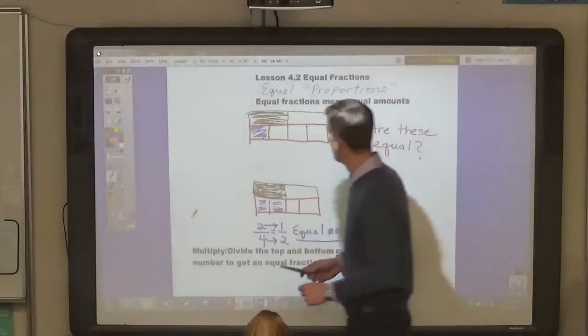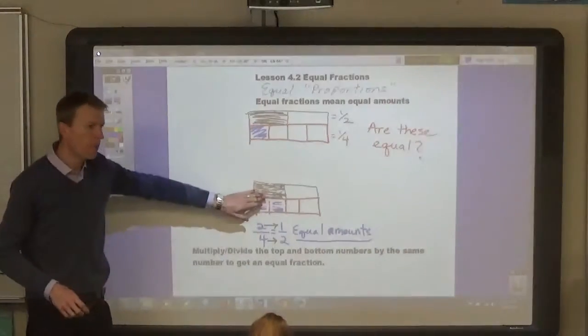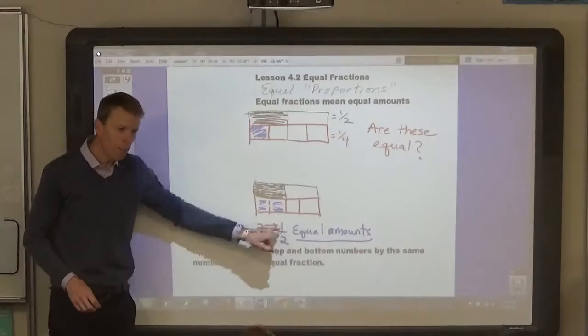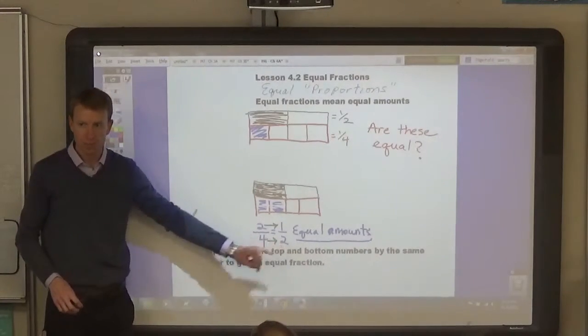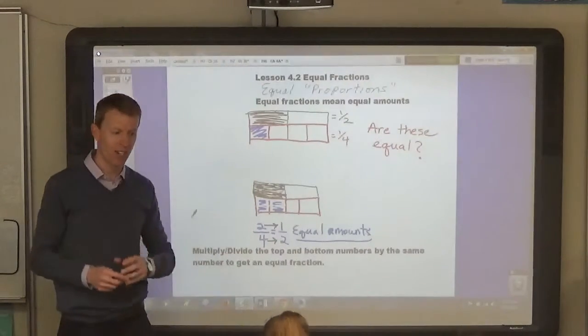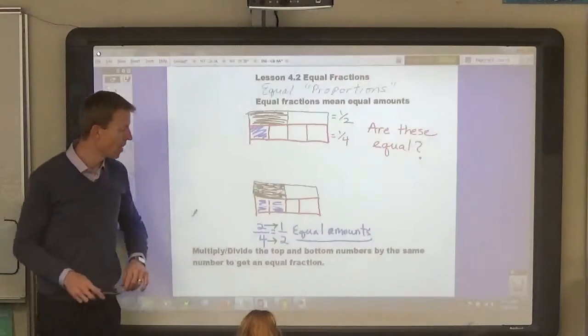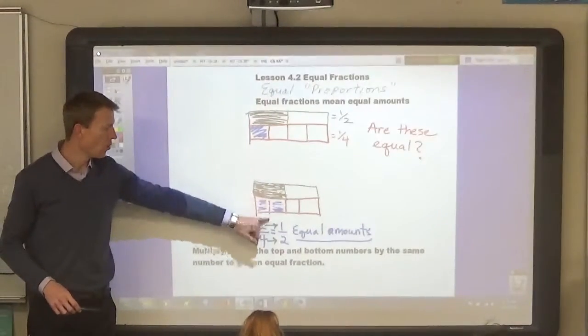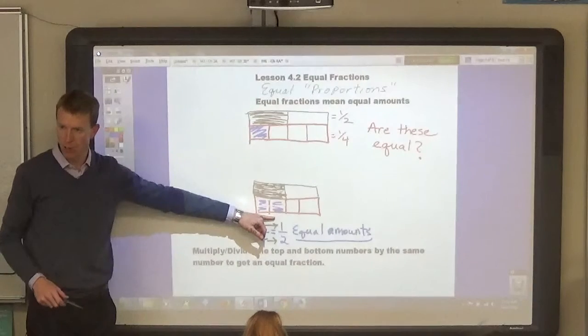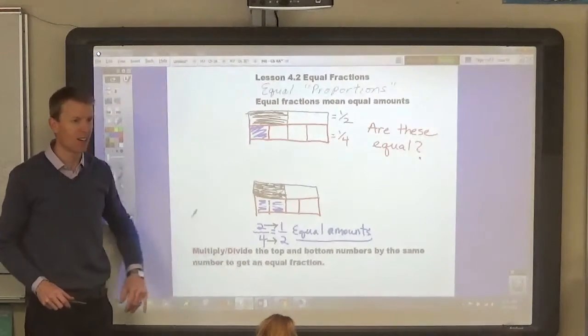All right. So in order to have equal amounts, it's not the numbers that are equal. It's actually the proportions of the numbers that are equal. Okay? And you will always have equal amounts when you're talking about equal fractions. It's just that the size of the pieces are different.